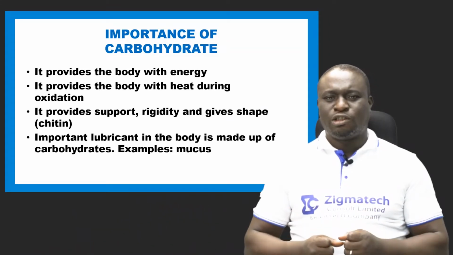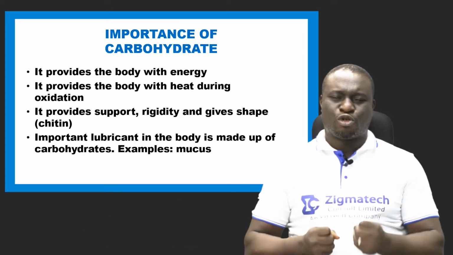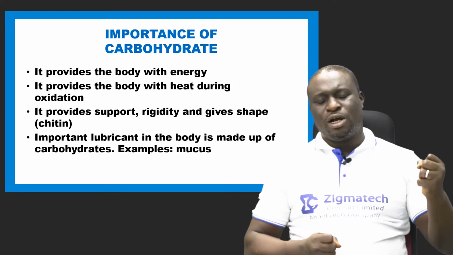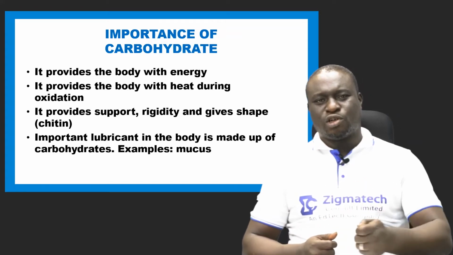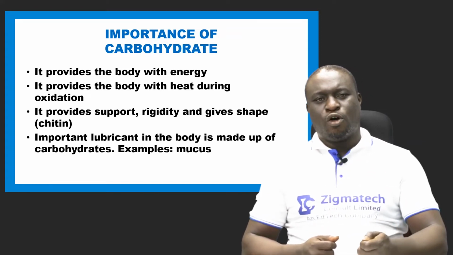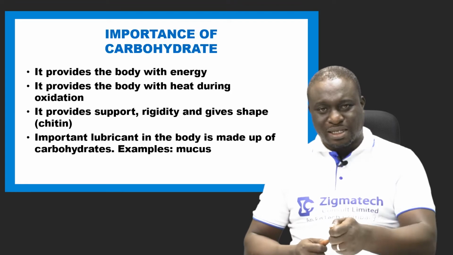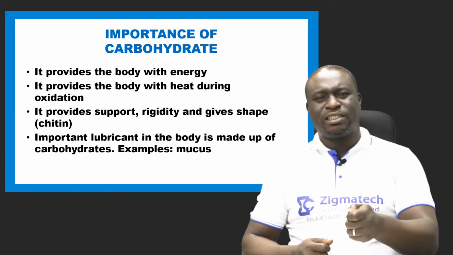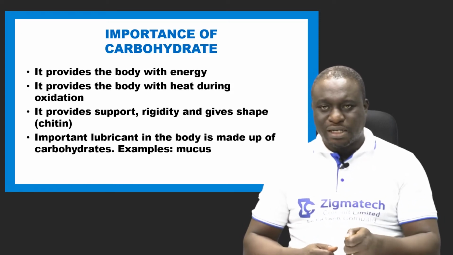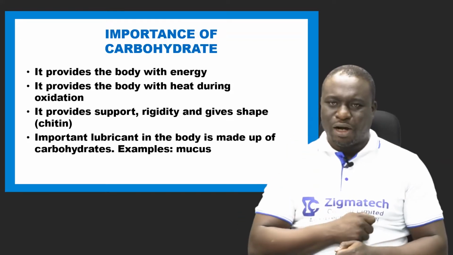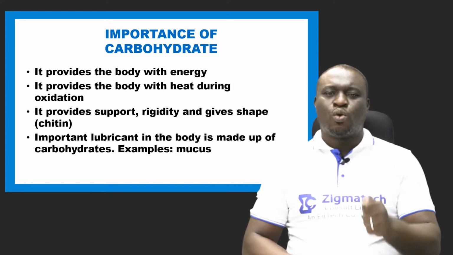The energy needed by the body to carry out metabolic activities is provided from carbohydrate. If you could recall in our discussions when we were looking at respiration, we said that glucose is broken down by a series of chemical reactions controlled by enzymes in order to release energy. And we said that is the definition for respiration. So there must be an involvement of glucose for energy to be released. So that glucose comes from carbohydrates. So that's one of the importance of carbohydrates, to provide the body with energy.